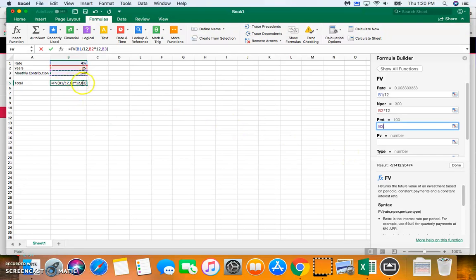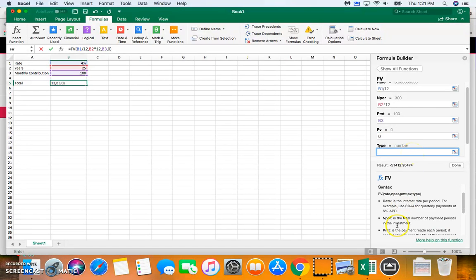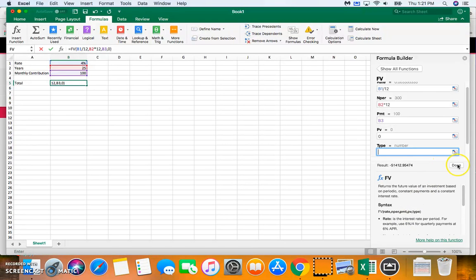Notice it's filling stuff in over here. You can also use the syntax here, but it's a little bit easier when you're building this up. Present value, we don't have any starting amount, so you can either leave it blank or you can put in a 0. That's totally fine. The type, we're not going to get too much into that, and you can also come down here and see what all of these mean. Type is just whether it's at the beginning or the end of a pay period. We're just going to leave that blank in all the questions that we do for simplicity. And I'm going to hit done.